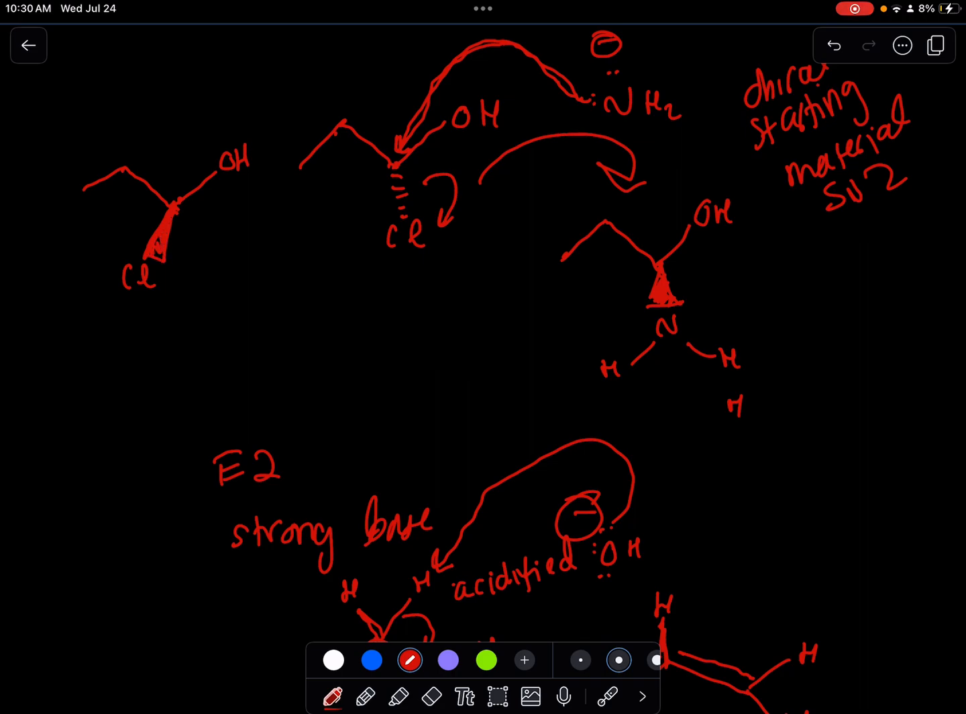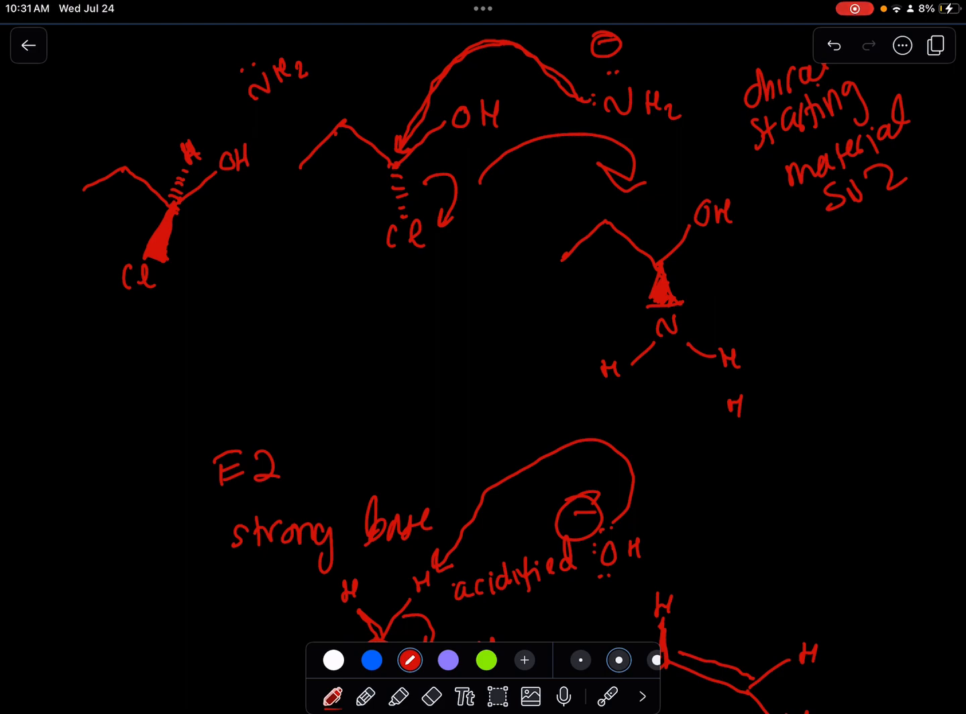Just for convenience's sake, I'm flipping this to a wedge. Just to make it more clear, it doesn't matter at the end of the day, but I'm doing this for illustration. Okay, so here is our perspective. We have the chlorine coming right towards us. We have a hydrogen in the back. We're doing the SN2 attack.